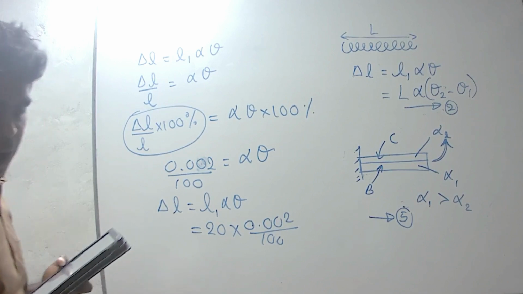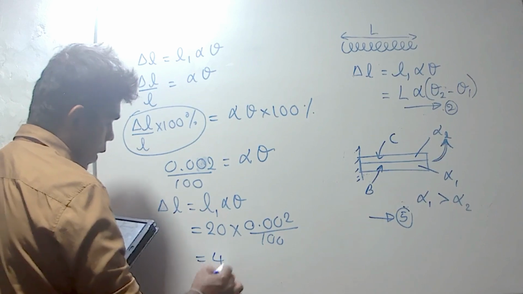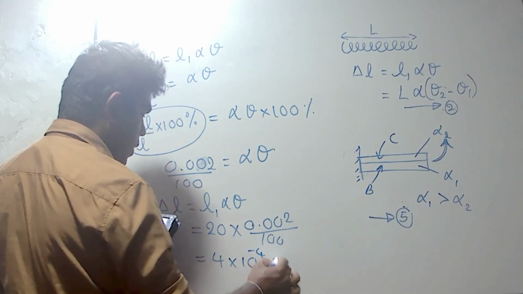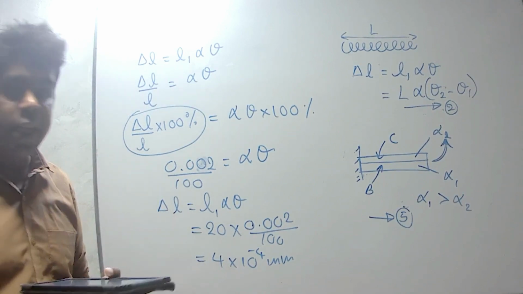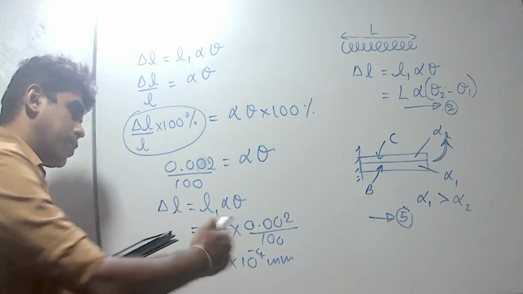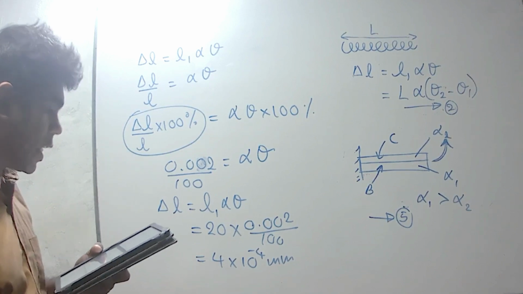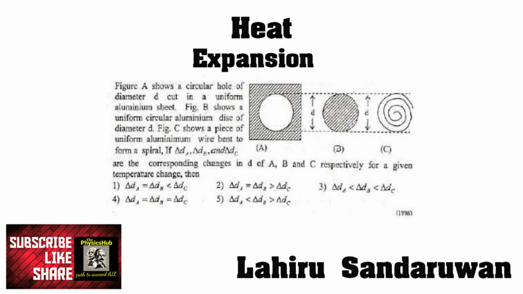Then we can simplify it. We can get 4 into 10 to the power minus 4 millimeters. Then with the increase in temperature, there is an increase of length. Therefore, 4 into 10 to the power minus 4 millimeters increase. Answer is 1.